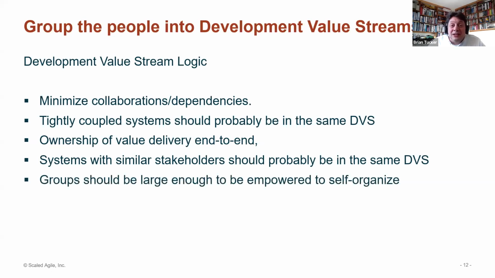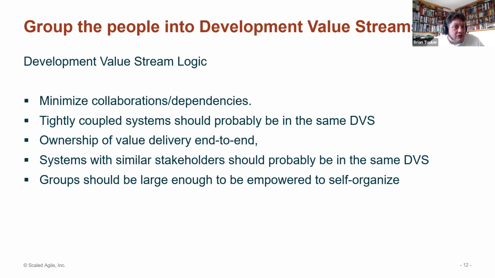Development value streams need to be large enough to be empowered to self-organize. Now, the first rule of scaling is don't scale. But the first rule of portfolio, and development value streams are a portfolio construct because they're funding units, is you need to have sufficient scale to self-organize. The larger the development value stream, the more ability you have to reorganize within it to service the current needs of the systems the development value stream is responsible for.